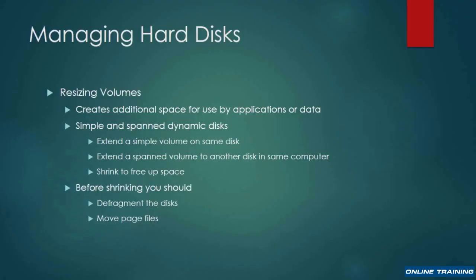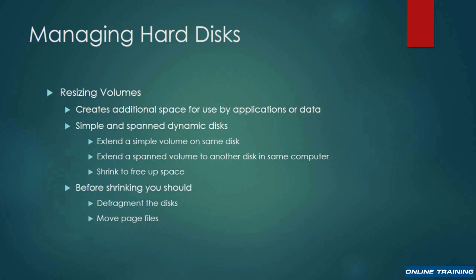Another management operation that we can perform on volumes is resizing them. You can shrink a volume, you can extend a volume, you have complete flexibility with doing that. So if you're shrinking, it would create potentially additional space for use by applications or data. Simple and span dynamic disk, with a simple volume, you can extend on the same dynamic disk. On a span volume, you can extend to another disk on the same computer, and you can always shrink. If you shrink, you're freeing up space, you're creating unallocated space, so that then, presumably, you can create a volume in that space.